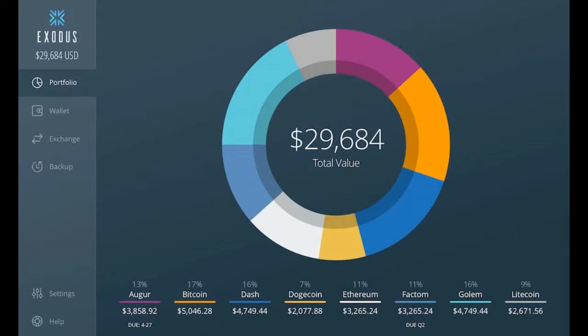Currently, there are many desktop wallets available for Ethereum, Bitcoin, and other popular cryptocurrencies that one should use instead of keeping their cryptocurrency on an exchange. Desktop wallets are the third most secure way to store your cryptocurrencies.